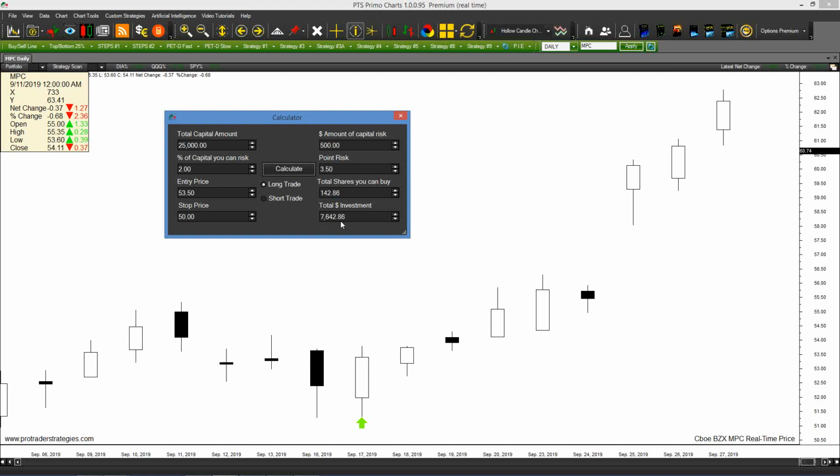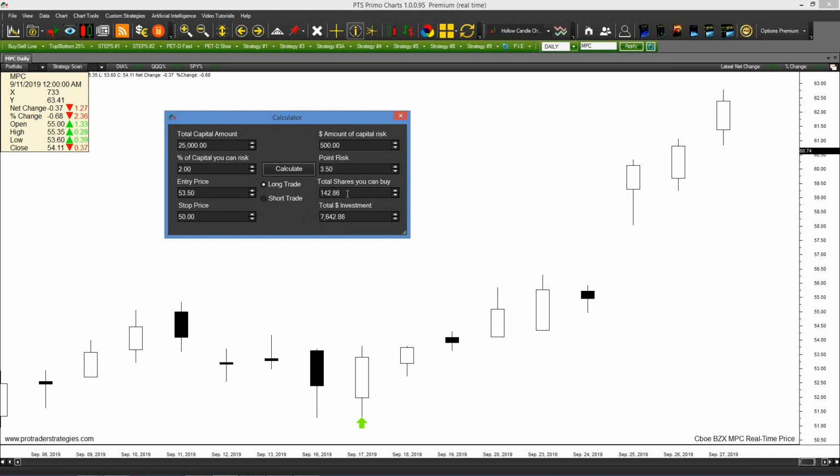Do you have $7,600? Well, let's go back to your total account amount. Yes, you do. You have $25,000. So you can purchase 140, 150 shares. Now, here's all the information. On this amount, you're only risking $500, which happens to be 2%. Your point risk was 3.5, and there is your total shares you can buy. And we always say round it off to the nearest amount, 145, 150, or 140. It's entirely up to you.